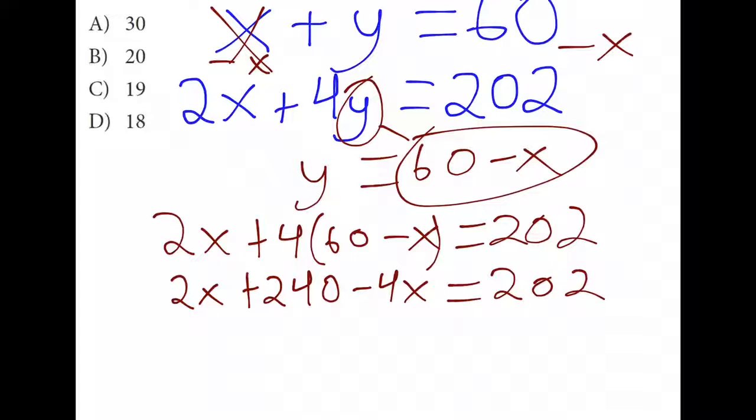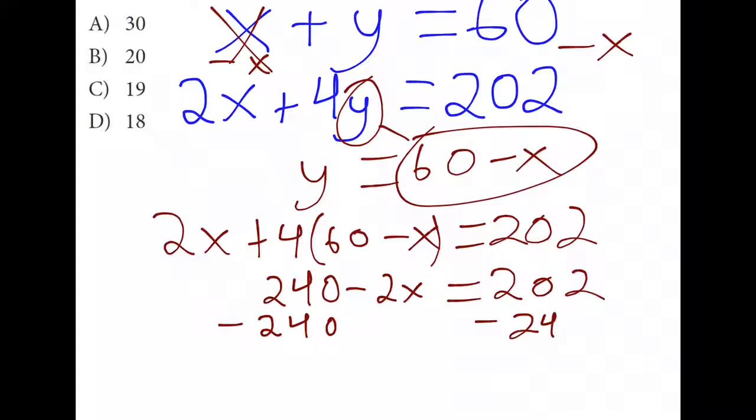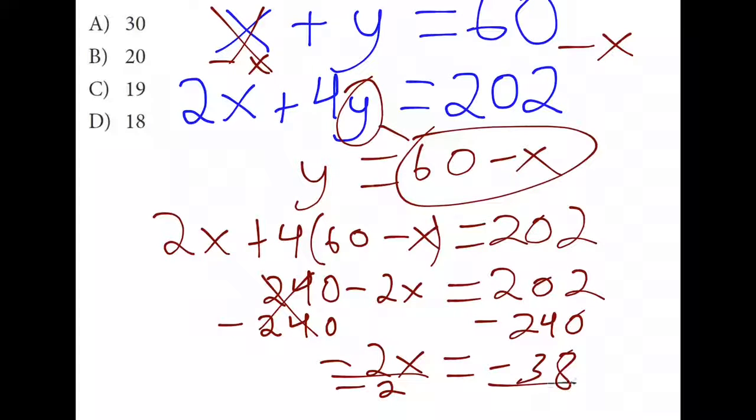If I combine like terms, my 2x minus 4x is going to give me a negative 2x. Then I can subtract 240 from both sides. Cancels out on the left. Negative 2x is equal to a negative 38. I'm going to divide both sides by a negative 2. And there's my answer, 19.